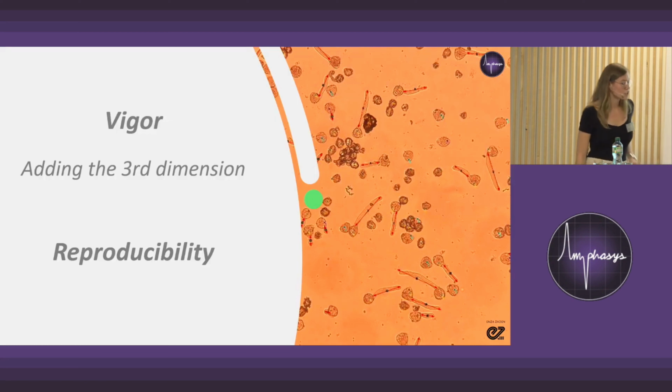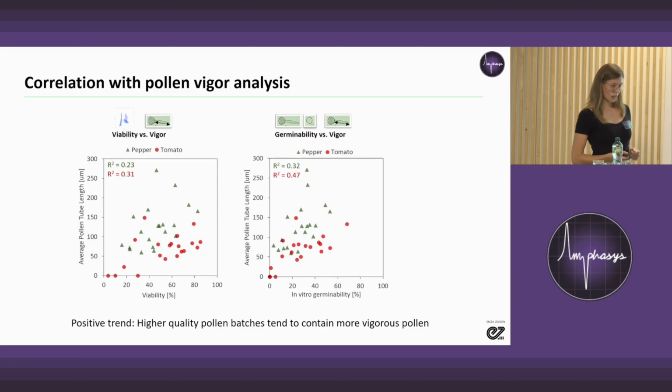Then let's add the third dimension, which is pollen vigor. For every in vitro germination that we performed, we measured the pollen tube length, as you can see in the picture here, and we correlated that with the other quality assessment methods. That's what you see here. On the left side, you see the viability on the x-axis and, on the y-axis, the average pollen tube length, which in our case is representative of pollen vigor. And on the right side, you see the in vitro germinability correlated to the average pollen tube length.